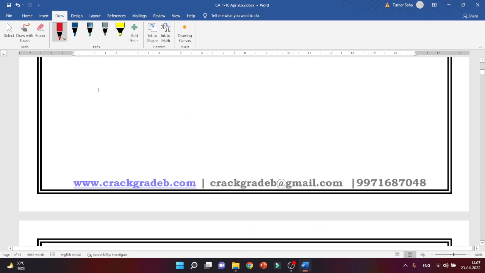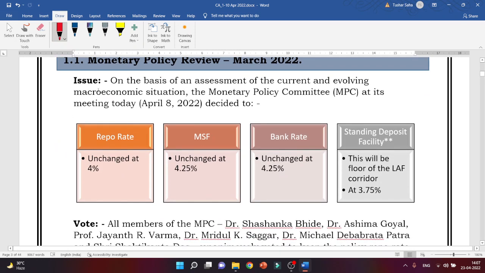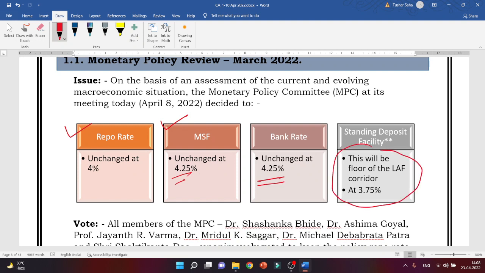Right. So beginning with the first piece of news, which is very important, regarding the monetary policy. As per the monetary policy review, the repo rate is unchanged, MSF stands at 4.25, bank rate 4.25, and there is a new thing which has been introduced in this monetary policy, that is the standing deposit facility, right? This one we would not understand here. When we move on to the second piece of news, we will understand this, right?